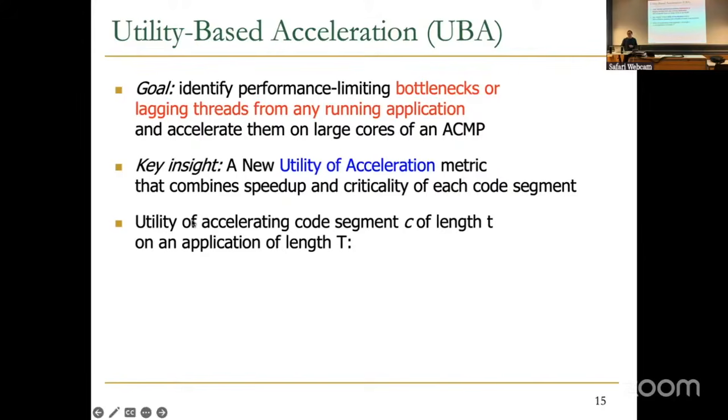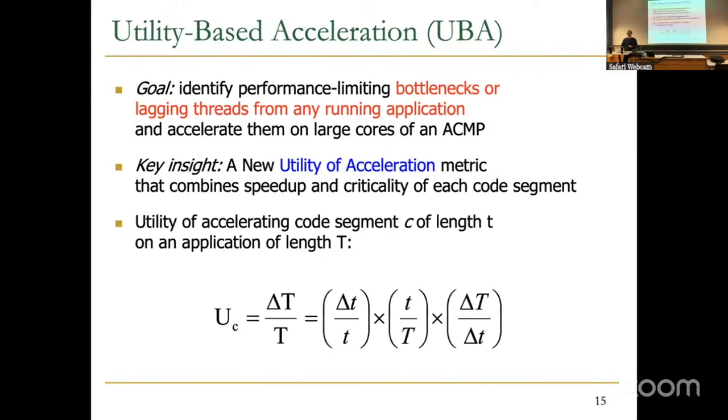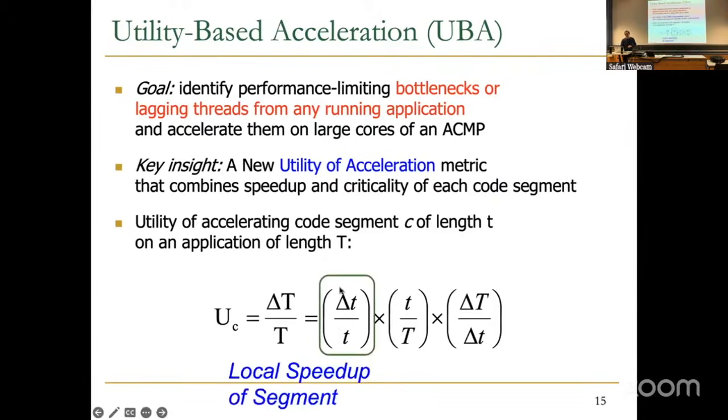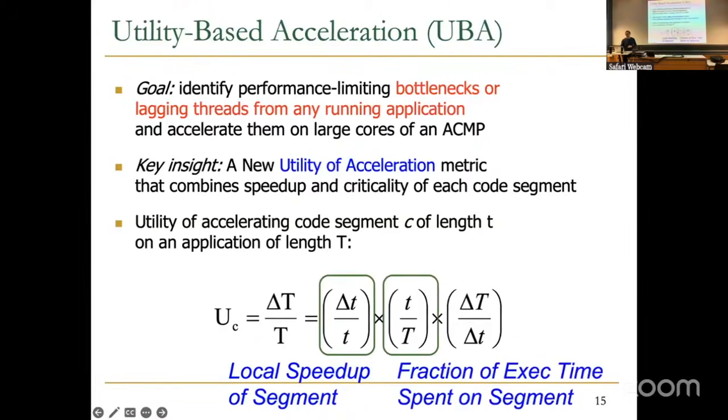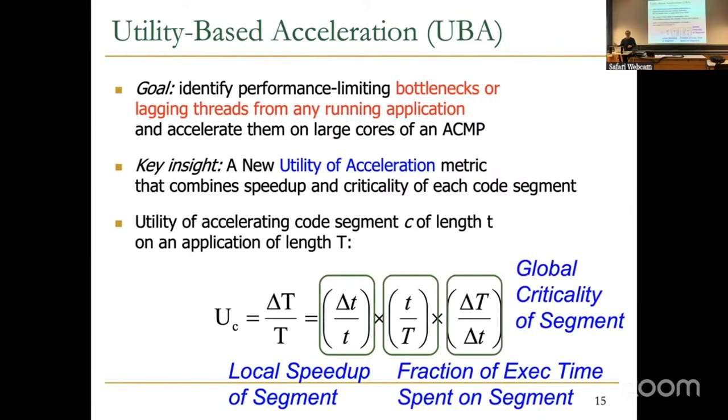Essentially, we define the utility of accelerating code segment C of length T on an application of length large T as a combination of these three things, which look funny, right? But if you really understand what's going on, this is the local speed up that you would get by accelerating that segment on a large core. This is the fraction of execution time that's spent on the segment, the importance of the segment for the application. And this is the global criticality of a segment, which is a more global measure of what's going on in the machine. There are different ways of estimating each of these, which I'm not going to go into, but I like this methodical approach.